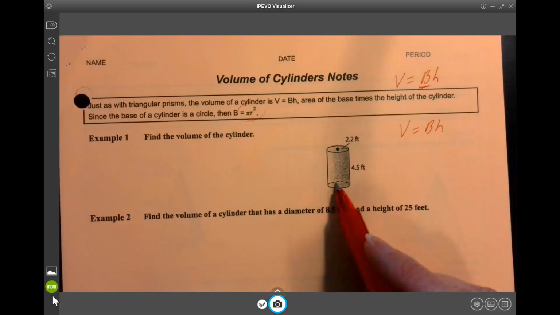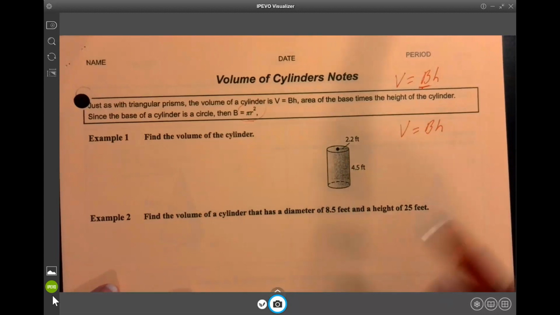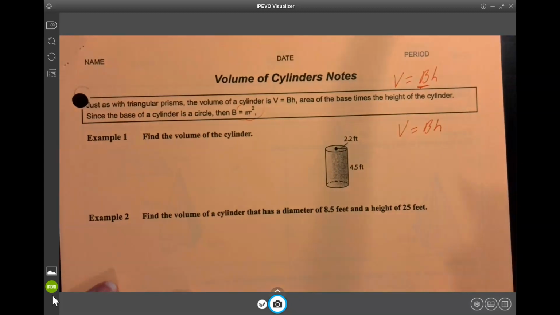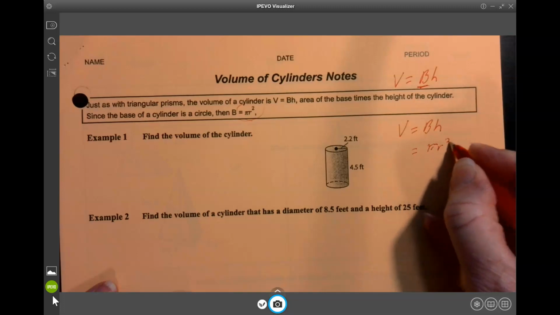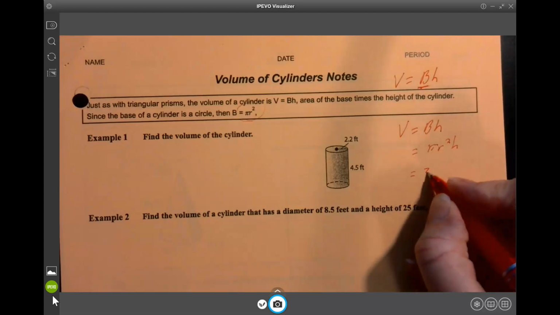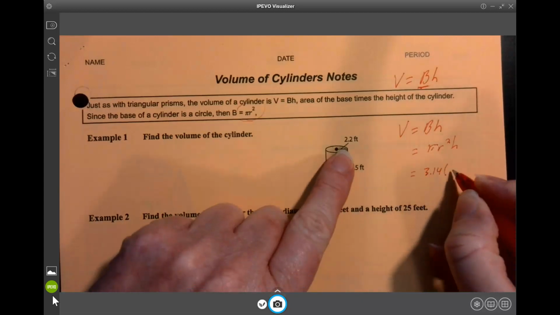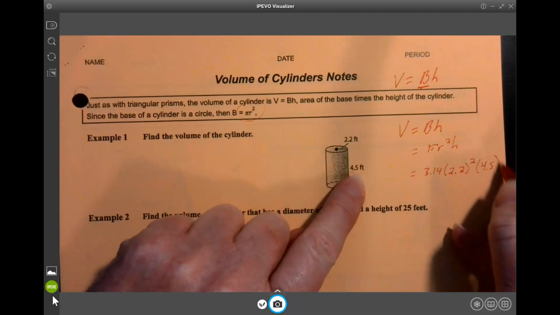And anytime I have two bases, like a prism or a cylinder, I'm always going to use area of the base times the height. And then we'll see on the next page what we do for a pyramid. So area of the base is a circle, pi r squared, h. And that's all there is. Now you're just going to plug it in and use your calculator. Not anything difficult. So here we have 3.14 times the radius squared times the height. And that's all we're going to do.